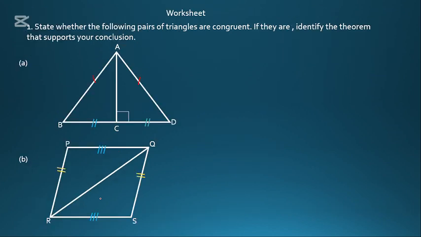So here we have a worksheet, so we are going to practice now. They say, state whether the following pairs of triangles are congruent. If they are, identify the theorem that supports your conclusion. So they only want to know if they are congruent and why you say that. So your answer can be one of the four cases.